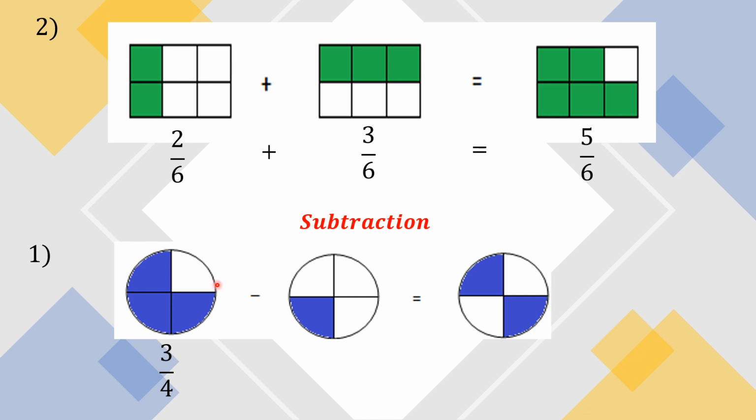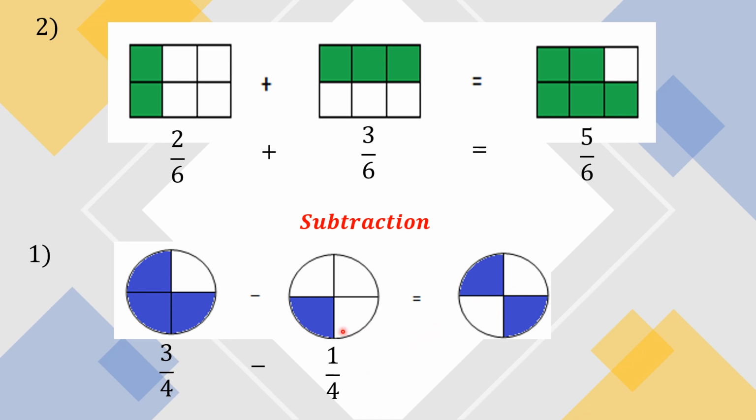Okay, as you can see on the screen, there are 3 circles. 1, 2, and 3. So on the first one, there are 4 equal parts inside the circle, wherein there are 3 colored parts. This one, 1, 2, and 3. That's why the fraction is 3/4. And the second example is there are 4 equal parts, but there is only 1 shaded part, right? So the fraction is 1/4.